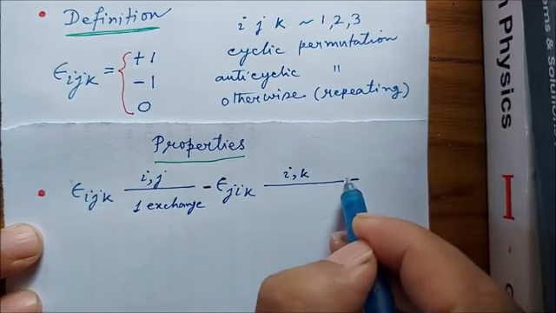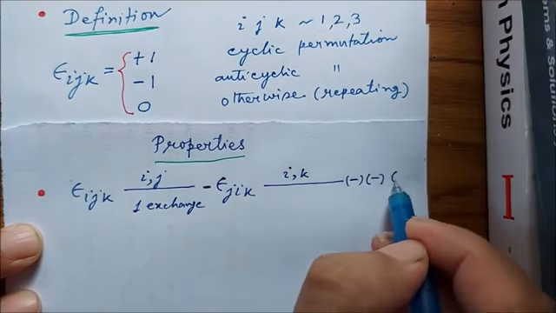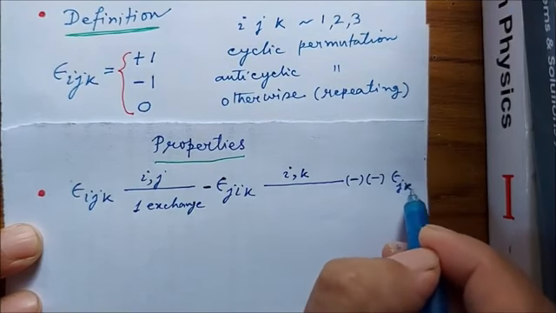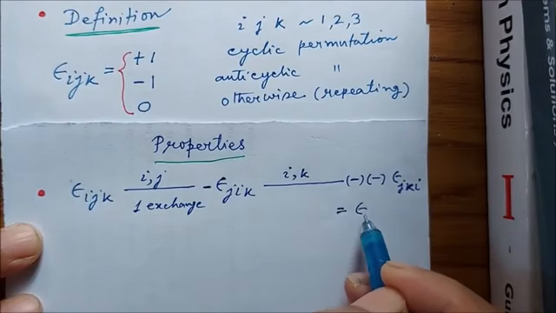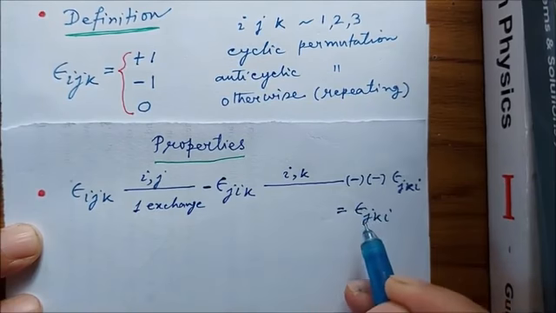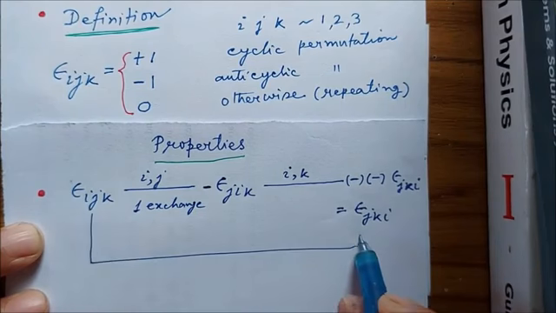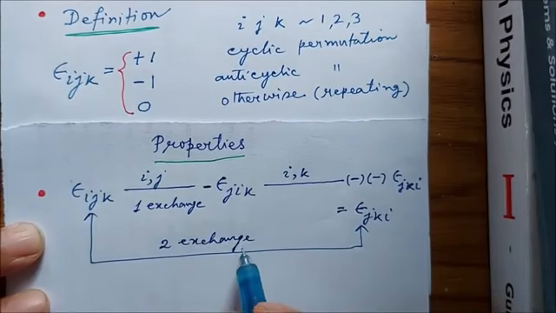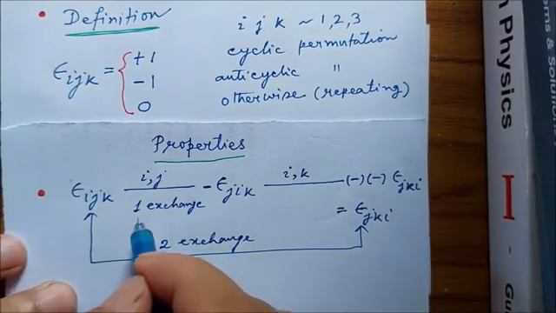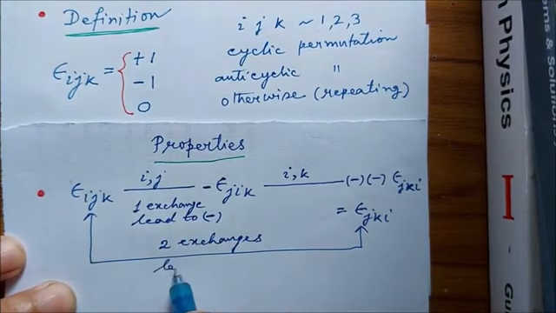And this gives us, so minus was there, and since another exchange means another minus will come, we will have JKI. So it is JKI, and minus minus is positive, and these two are related by two exchanges, or an even number of exchanges. So one exchange leads to minus, but two exchanges lead to plus.